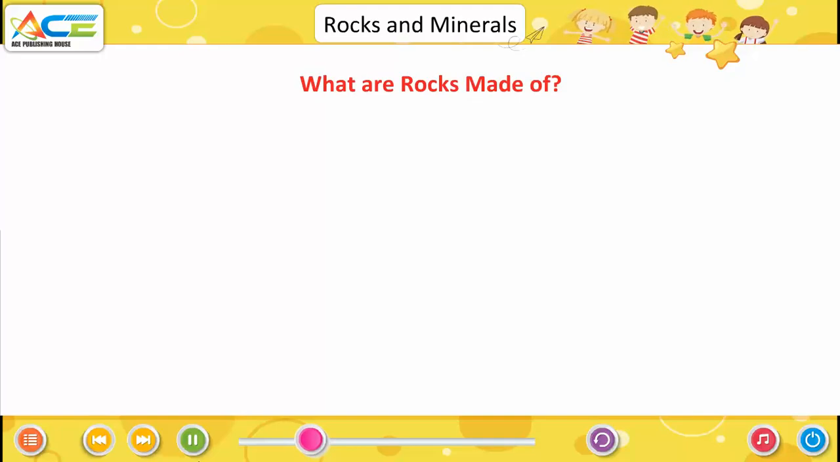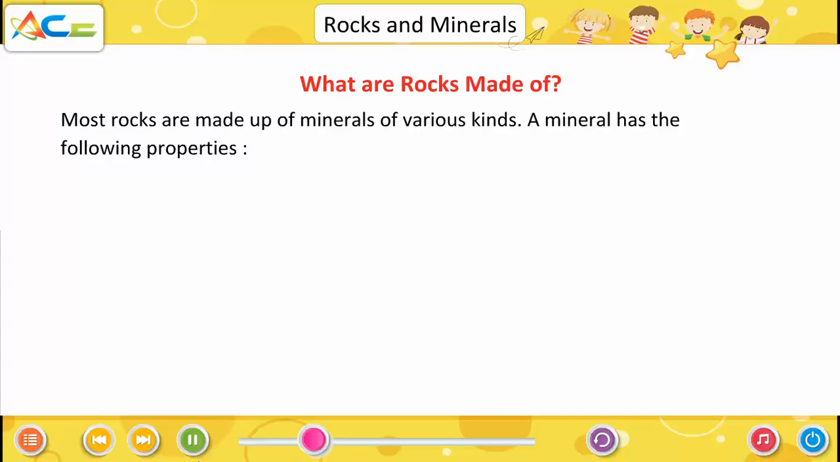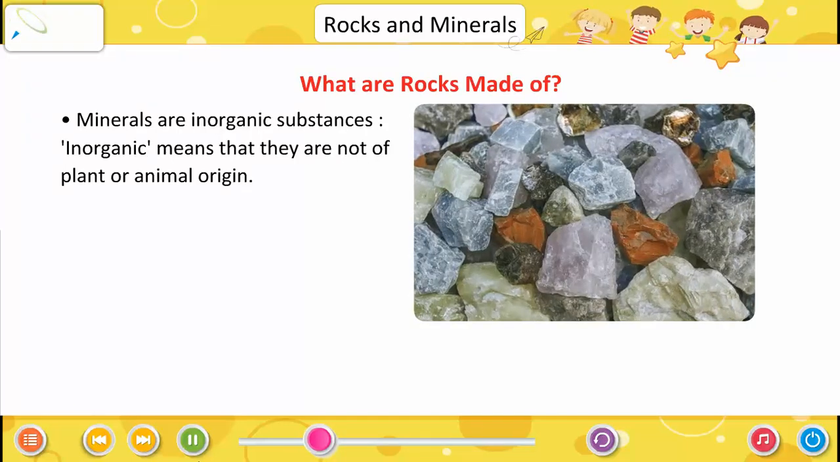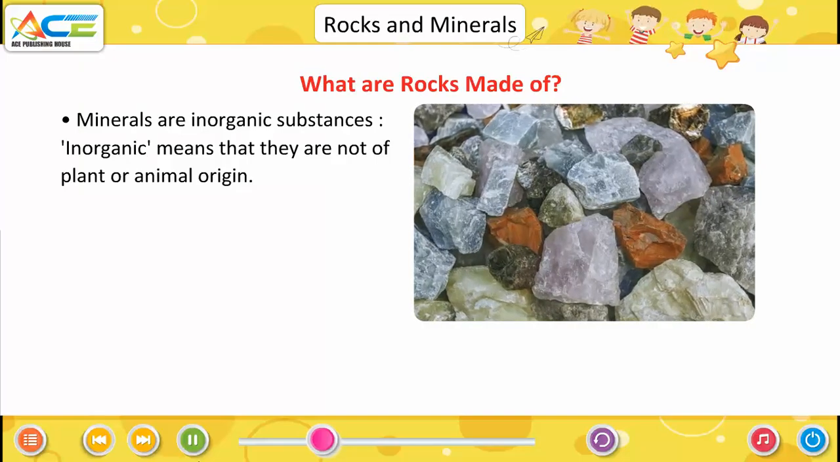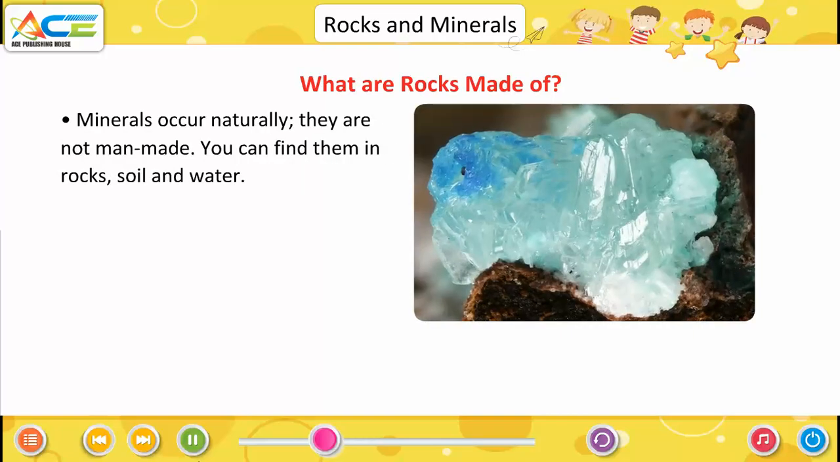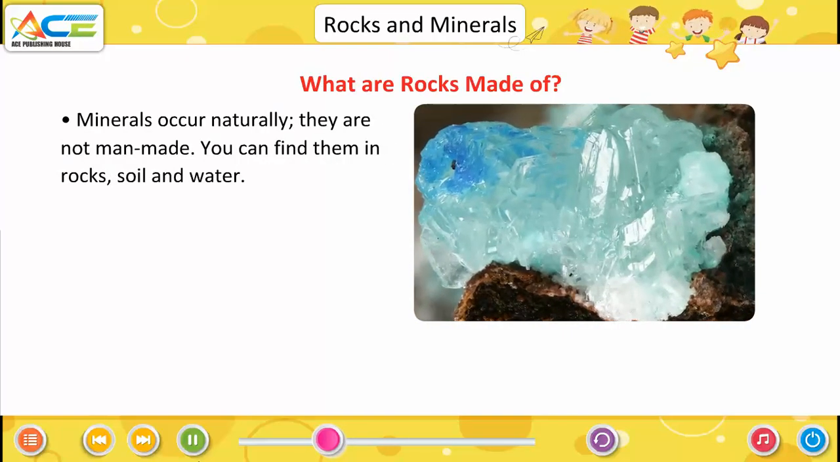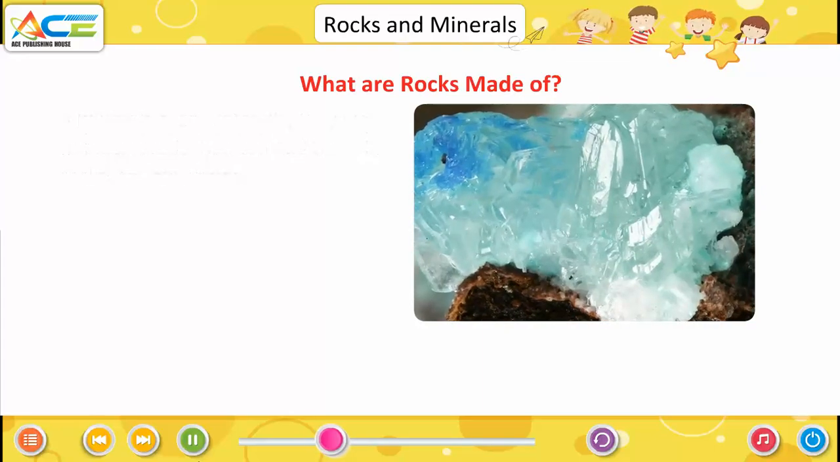What are rocks made of? Most rocks are made up of minerals of various kinds. A mineral has the following properties. Minerals are inorganic substances. Inorganic means that they are not of plant or animal origin. Minerals occur naturally. They are not man-made. You can find them in rocks, soil and water.